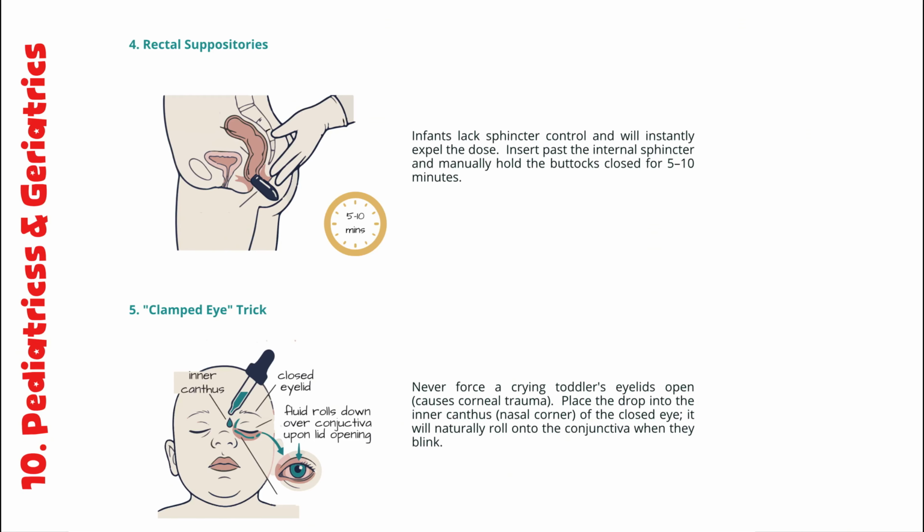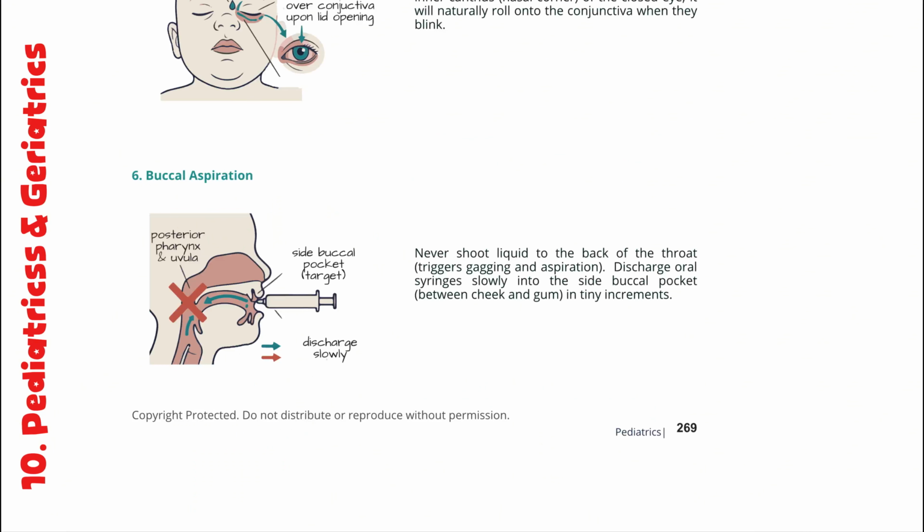Eye drops go into the inner canthus of a closed eye, never forced into an open one that causes corneal trauma, and the drop naturally rolls onto the conjunctiva when the child blinks. And oral liquids are never shot toward the back of the throat, which triggers gagging and aspiration. Discharge them slowly into the side buccal pocket between the cheek and the gum in small increments.